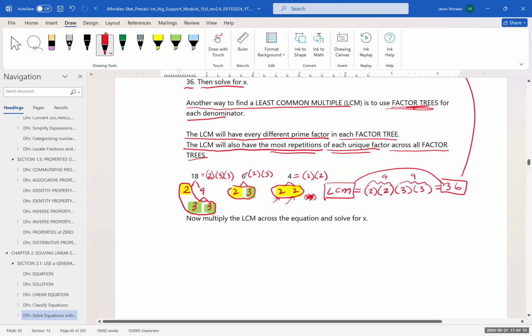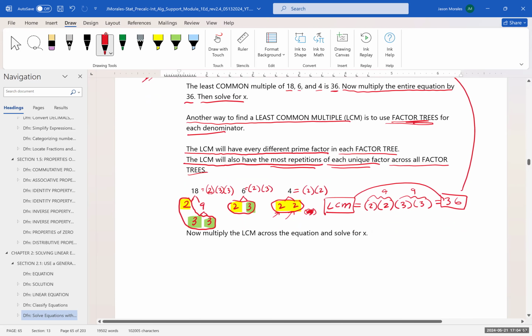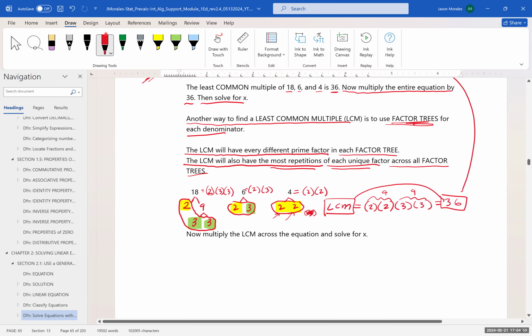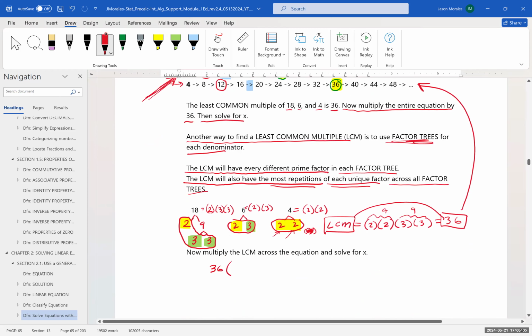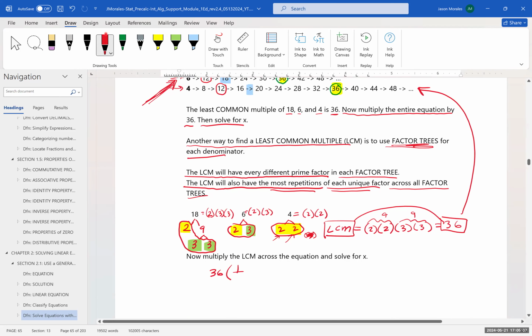Using this procedure, we are going to multiply our original equation by 36. So we've got 1/18 x plus 5/6. And what we do to one side, we have to do to the other side. I'm going to multiply that by 36 as well.